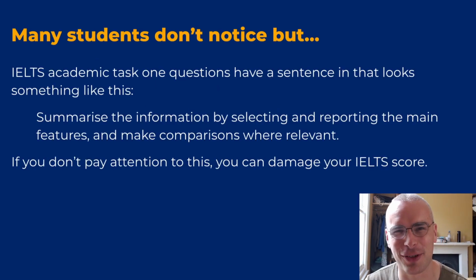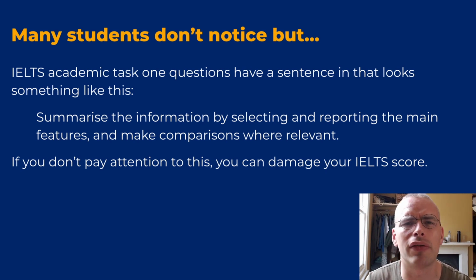I think a lot of students don't notice this because they just look straight at the graph. But if you look at your IELTS Task 1 questions, you'll see a sentence that looks something like this one up here. The important thing to notice is that it's not just asking you to give all the details, it's asking you to summarize the information. It says something like, select and report the main features and make comparisons where relevant. Something like this is in every IELTS Task 1 question for the academic test that you'll see.